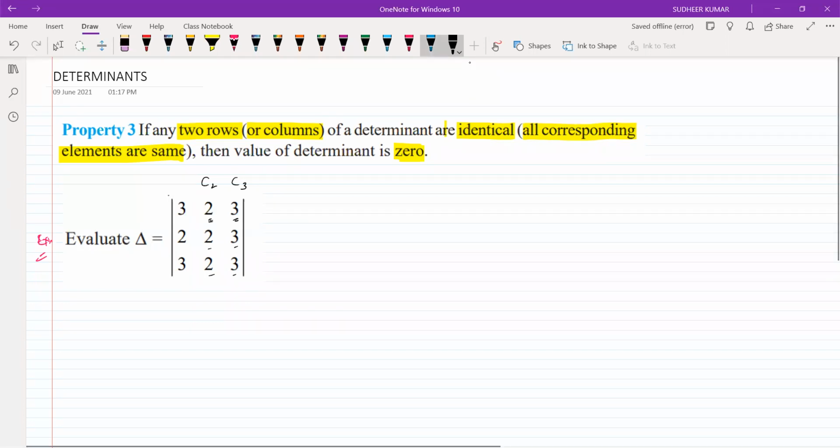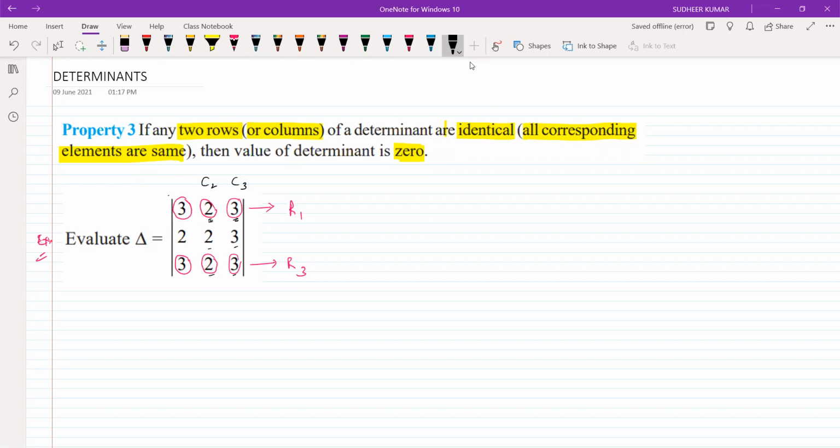So which are the same here? R1 and R3. In this row the first element is 3, and in this row the first element is 3. These are called corresponding elements. The second elements are the same. The first row third element and the third row third element are the same. So all corresponding elements of R1 and R3 are identical. Is it clear? Yes, sir. Now let us expand it and evaluate this result.